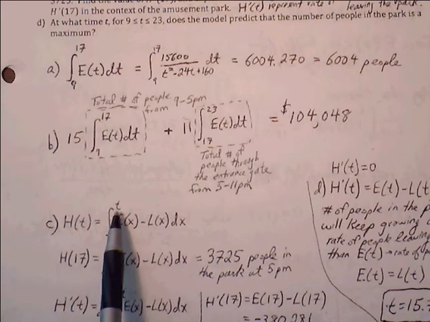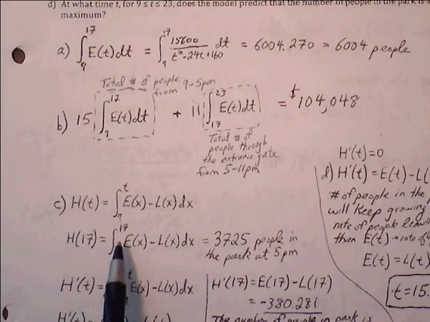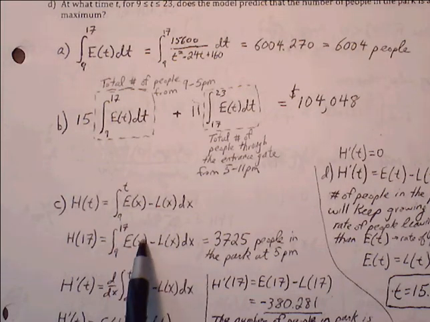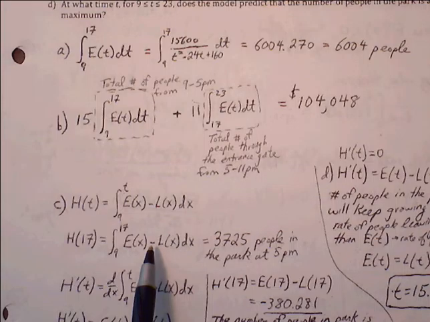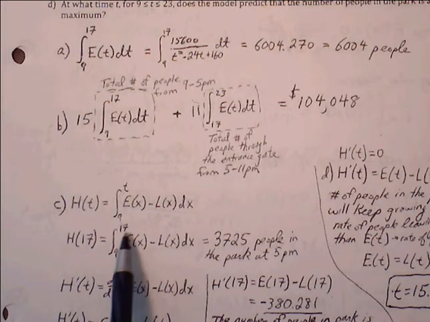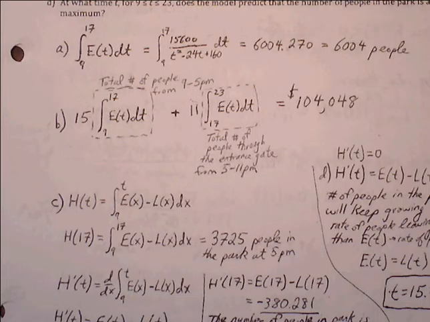So if we find h of 17, it's the integral from 9 to 17. So from 9 to 5 p.m., if we accumulate the number of people who entered the park and then subtract the number of people who've left the park, then this will tell us exactly how many people remain inside the park at 5 p.m. If we plug this in our calculator, we'll get 3725. That's the number of people who are in the park at 5 p.m.